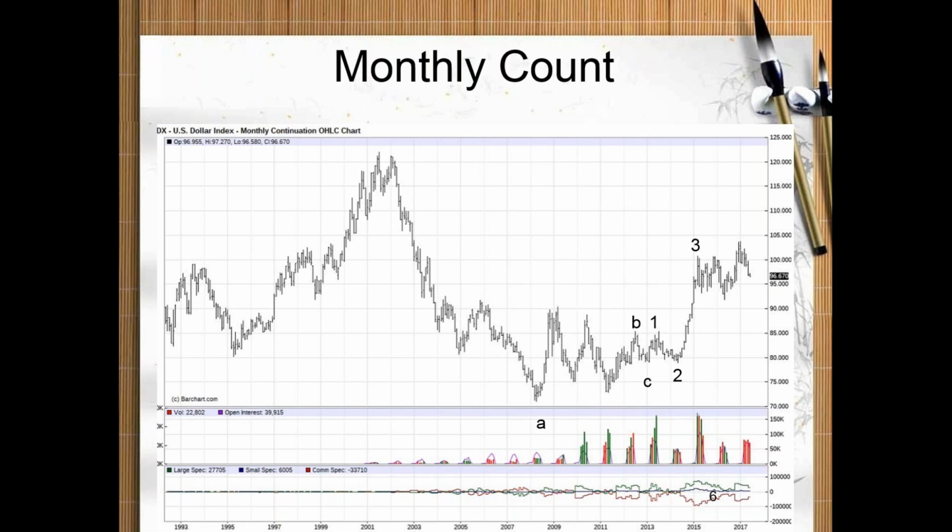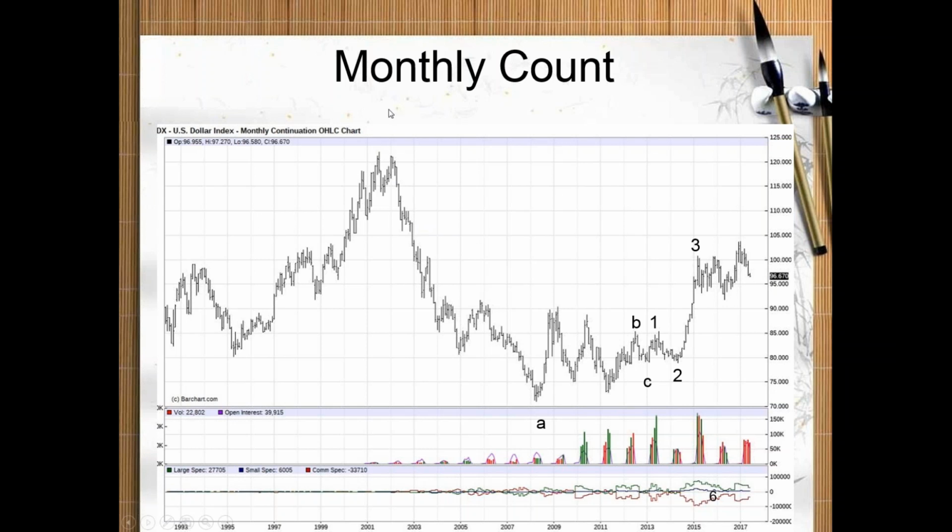I presented a presentation on the US dollar, I guess maybe a year and a half ago, and I did a similar format where I presented a monthly count. I looked at this last night and I said I may reinterpret it or come up with a different count, but the precepts of my count a year ago or a year and a half ago are pretty much valid.